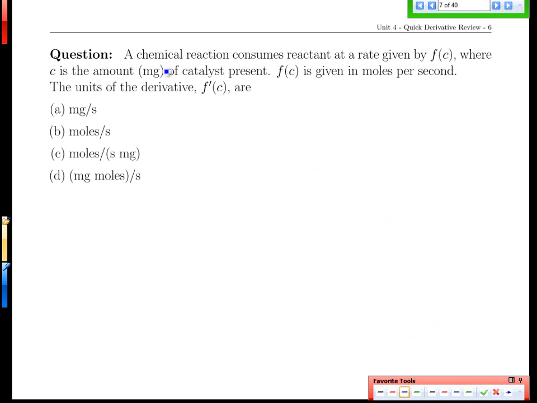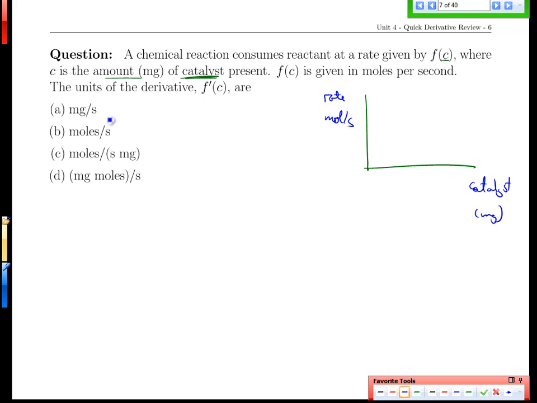All right, a couple of quick concept questions just to see how things are going. A chemical reaction consumes reactant at a rate given by a function. The C here in the input is the amount of catalyst. F of C is given in moles per second, so there's some idea of a rate. If we know the catalyst level in milligrams, we can find out the rate of some reaction in moles per second.